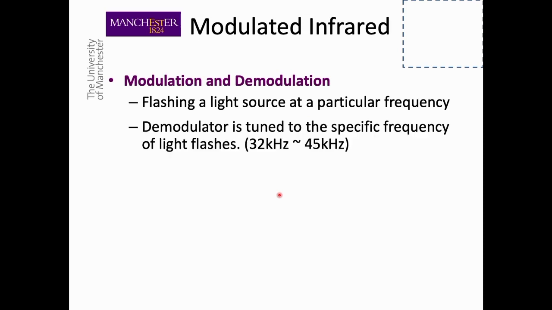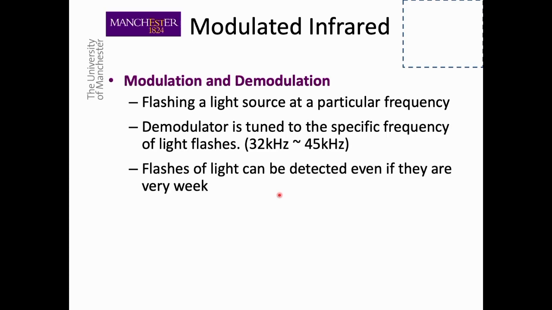This demodulates to the specific frequency, so I said 40 kilohertz. The flashes of light can be detected even if they're very weak. What we do is we take our signal and move it from the time domain into the frequency domain. Although we're using infrared radiation, what we're actually interested in is whether there is a signal at the frequency which I'm switching on and off at. So I say, okay, I'm firing my infrared radiation and switching it off at 40 kilohertz. In the frequency domain, do I have a peak at 40 kilohertz?